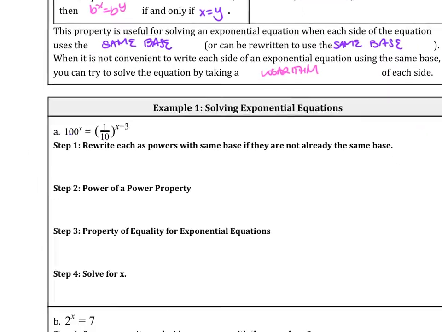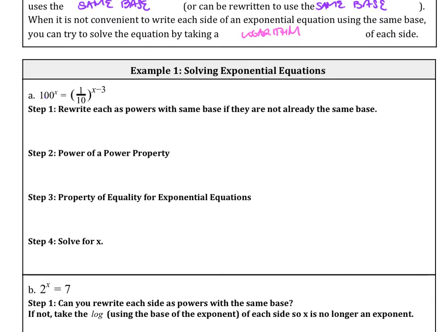So let's try this example here. We have 100 to the x equals 1 over 10 to the x minus 3. We want to rewrite each as powers with the same base if they are not already the same base. So we have 100 and we have 1 over 10. They are close. So let's take a look at 100. We could rewrite that as 10 squared. So we want a base of 10. Now we have 1 over 10, so let's make that a positive exponent. Well, 1 over 10 is the same thing as 10 to the negative 1.